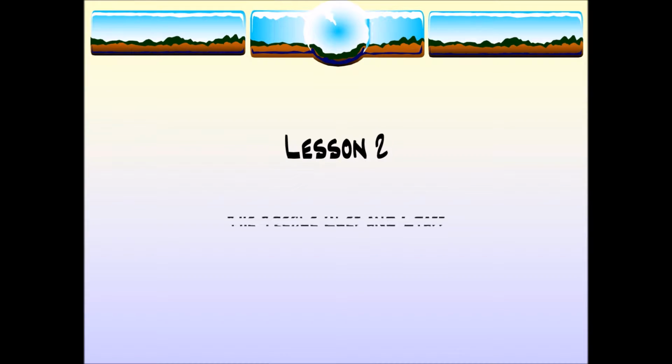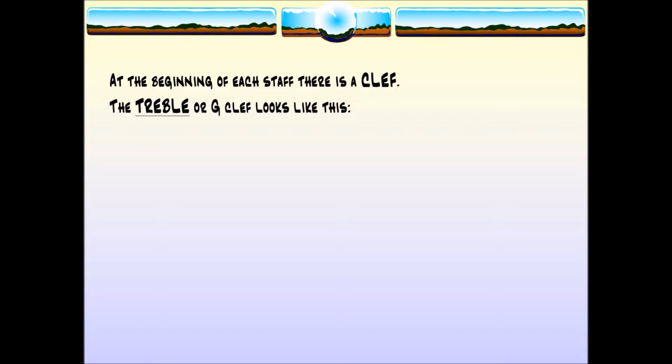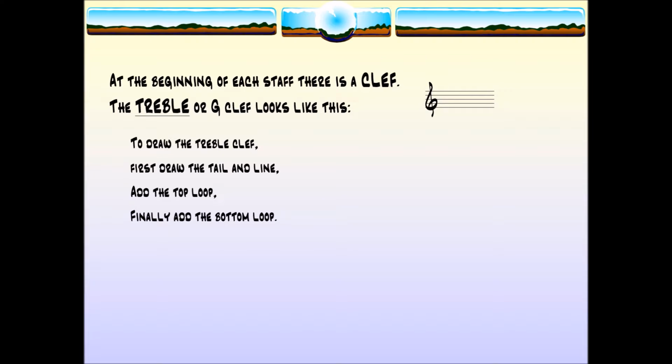Lesson 2. The treble clef and staff. Now we need to know what notes are on the lines and what notes are on the spaces. To do this, we need a clef. At the beginning of each staff there is a clef. The treble clef or the G clef looks like this. To draw the treble clef, first draw the tail at the bottom and then bring the line up, add the top loop, and finally the bottom loop around the second line up.